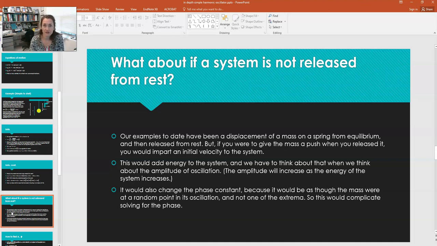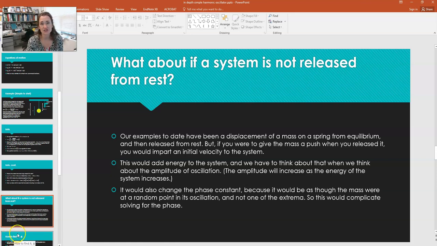And so if you give it a push as you release it, you're adding energy to the system, so your amplitude will be bigger. It's also going to change the phase constant, because if you give it a push and you're not releasing it at one of the extrema, then it'll be like the object is in the middle of its motion somewhere, at some random time in the motion, not starting at one of the extreme endpoints. And so that complicates solving for the phase constant a little bit.